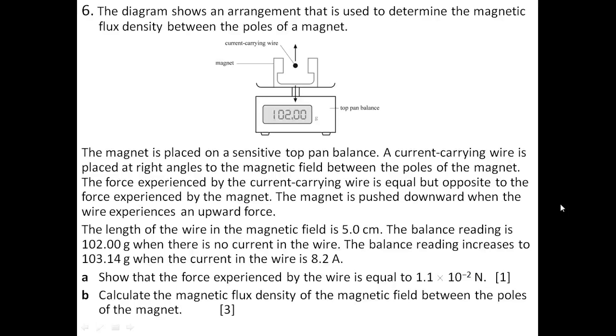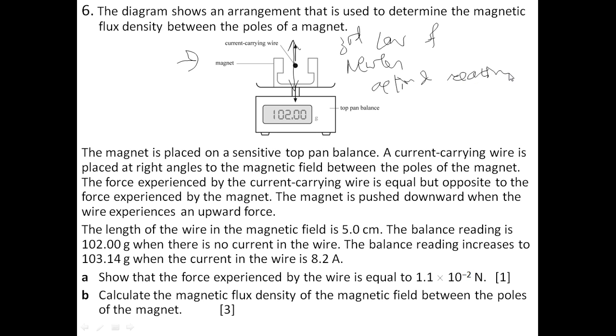Okay, so our arrangement here is to create a force that will uplift the wire, so that there will be a downward force, which is our third law of Newton. Action and reaction force. Where there is an action force, there must be a reaction force.